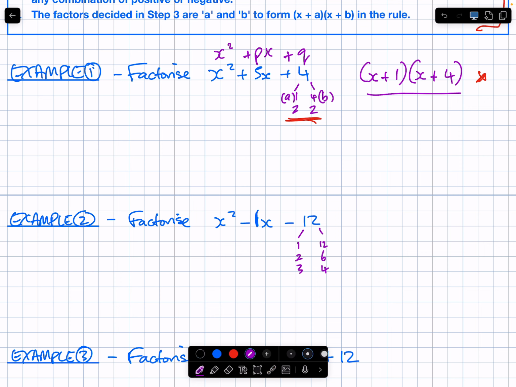So what's my A? 3. What's my B? Negative 4. Because 3 plus negative 4, what does that give you? Negative 1. So what's my factorization? x plus 3, x minus 4. There's always hesitation at the start, but this one's kind of fun because you're searching through the factors.